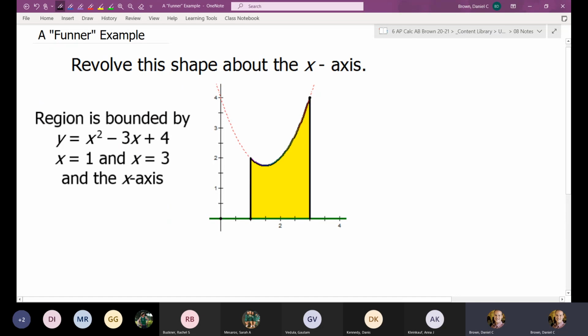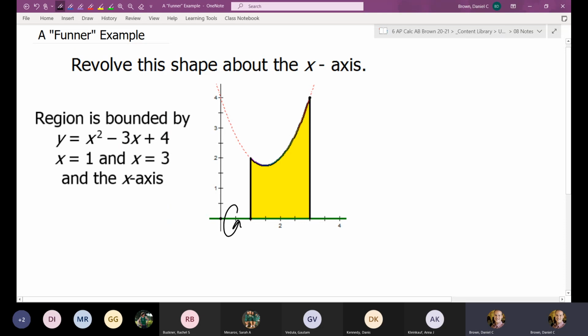So it says to revolve this shape about the x-axis. It gives you the region. Just like with all the other ones, we have this region, y is equal to that quadratic, x is equal to 1, and x is equal to 3. And we are rotating it, revolving it around the x-axis.